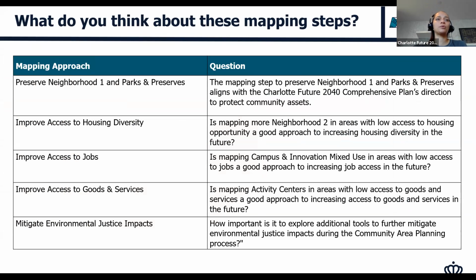Okay, so the first polling question, and these questions are geared towards our mapping approach, to get your opinion of whether or not you agree that how we were approaching coming up with these maps is an effective way to do that. The first question is regarding preserving your neighborhood 1 and your parks and preserve. Do you think that the mapping step to preserve neighborhood 1 and parks and preserve aligns with the Charlotte Future 2040 plan's direction to protect community assets?